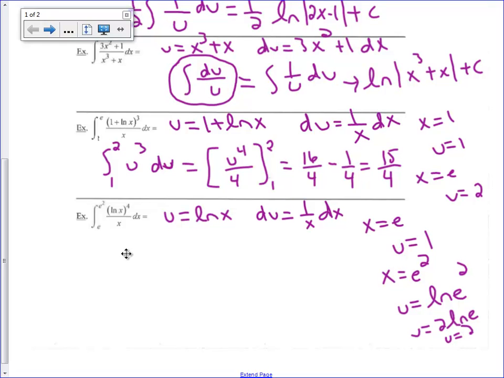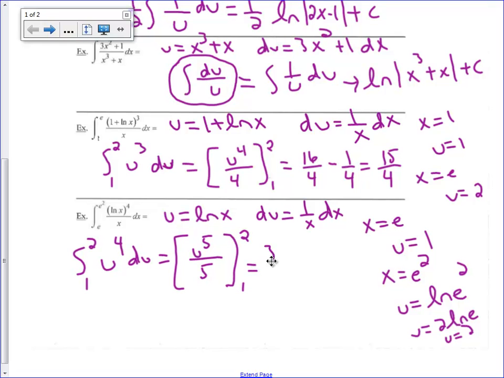So this integral will be the integral from 1 to 2 of u to the 4th du. So this is going to be u to the 5th over 5 evaluated between 1 and 2. So this is going to be 32/5 minus 1/5, or 31/5.